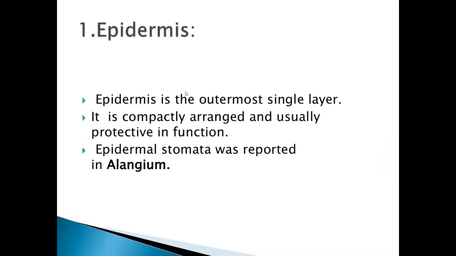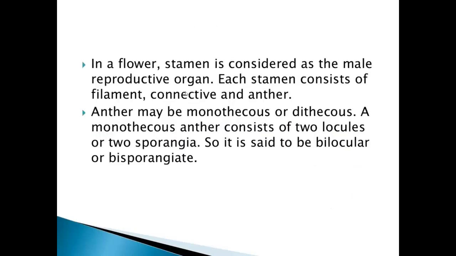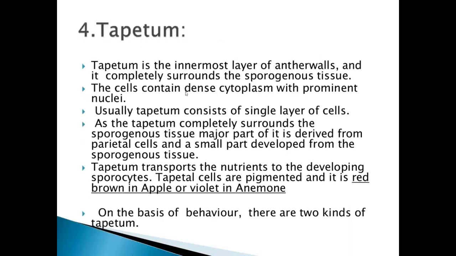Just to show in the flow chart, this is the sporogenous tissue. Almost the major part is the parietal tissue and a little part is the sporogenous tissue. So that is the tapetum part. Tapetum transports the nutrients to the developing sporocytes. The tapetal cells are pigmented, and it is red-brown in apple or violet in anemone. So it is different from plant to plant.